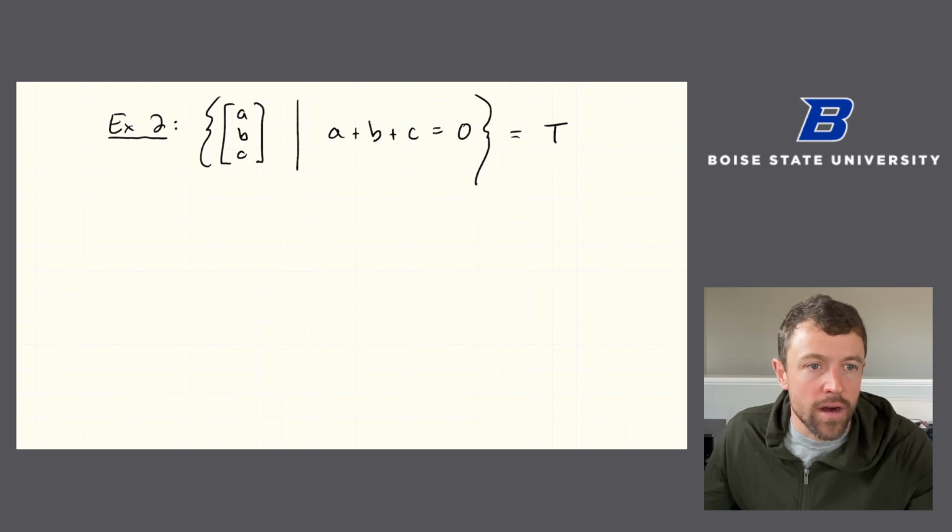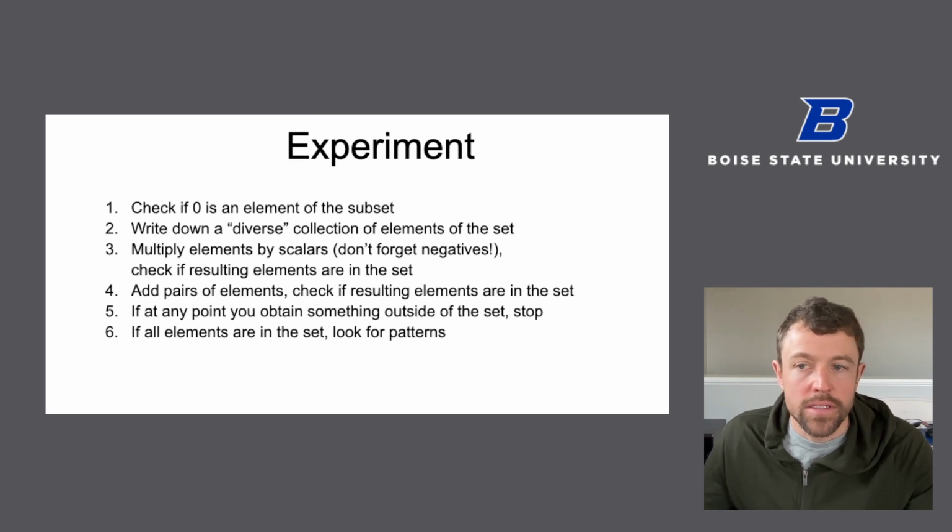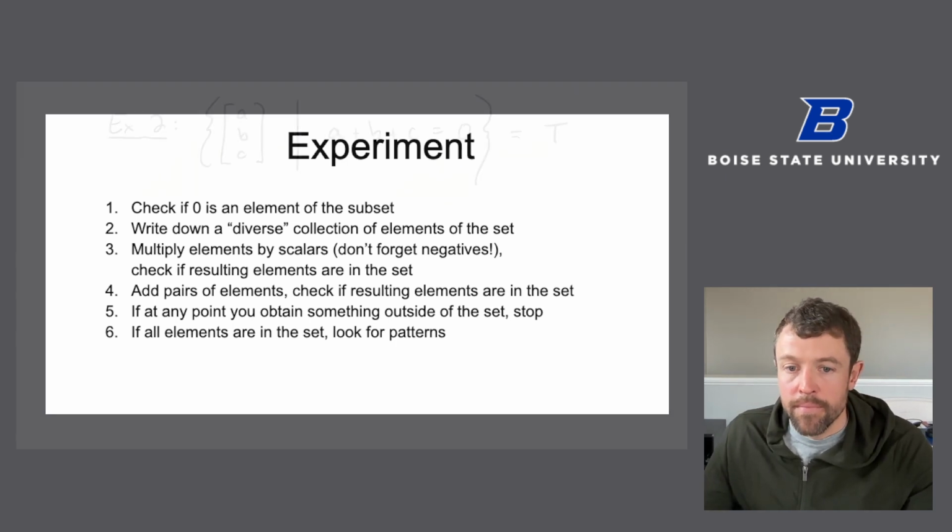I'll go back to our experimentation page just one quick time. I'm not going to hop back and forth because we already went through it once, but we're going to check the zero as an element. We're going to write down a diverse collection of elements. We're going to multiply by scalars. We're going to add pairs of elements. And we're looking for something outside of the set. If at any point something's outside of the set, we stop, right? If we find a counterexample, it's always the last example that we looked at.